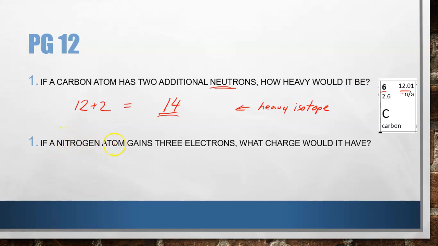Now, if the nitrogen atom were to gain 3 electrons, what charge would it have? Well, because electrons are negative, this would have a charge of -3, and therefore is a negative ion, a charged atom. It's still going to be nitrogen in this case, but have a charge of -3 because it's got those extra 3 electrons.